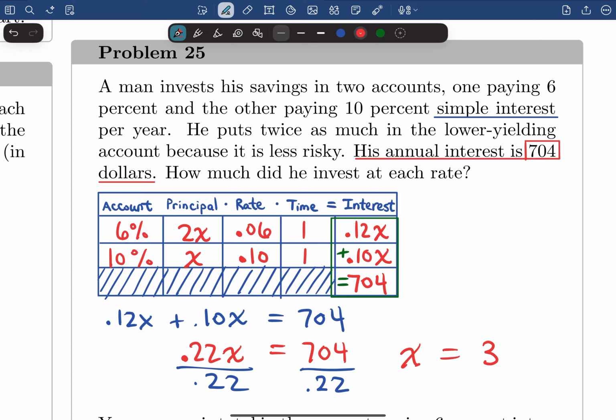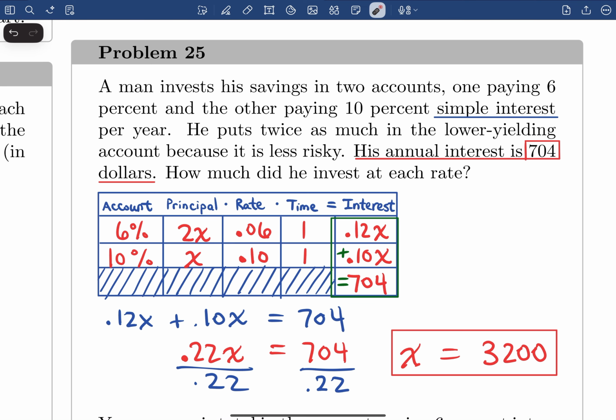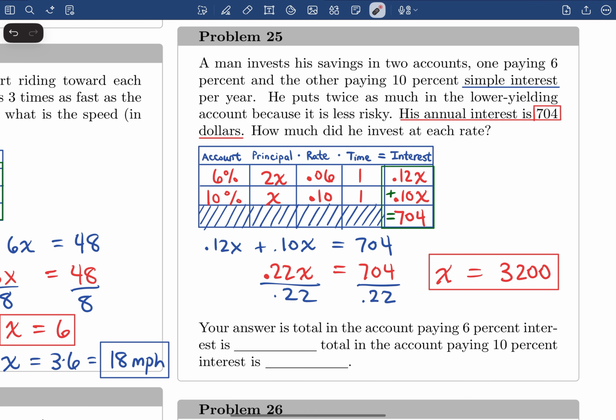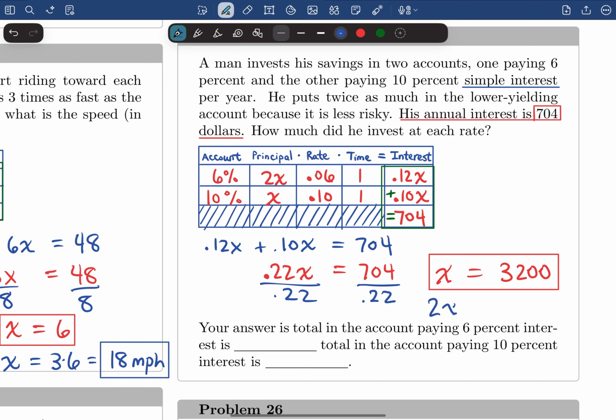It's 3,200. All right? So we've got a solution for x, but now we have to think, what did x represent? Let's go back. X was the amount of money that we put into the 10% account, right? So to find the amount that went into the 6% account, I'd have to double it, 2 times x. I'm going to multiply this result by 2, and I get 2x equals 2 times 3,200, which is 6,400. Right, 2 times 3,200, which is 6,400.